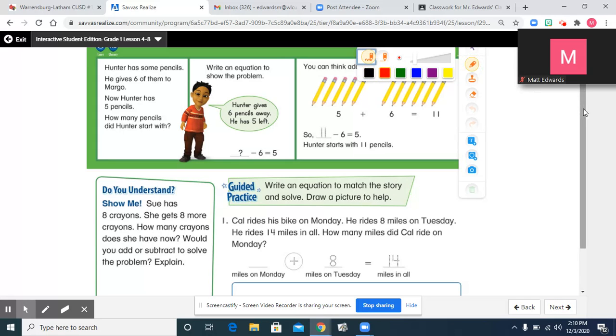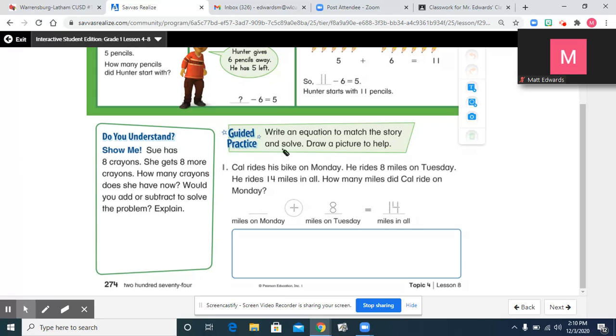Okay, let's read the directions so we know what we're doing on this page. It says, write an equation to match the story and solve. Draw a picture to help. Okay, so they give you a nice little blank down here that you can draw a picture in to help you solve the problem. Okay, let's read it. It says, Cal rides his bike on Monday. He rides 8 miles on Tuesday. He rides 14 miles in all. How many miles did Cal ride on Monday?